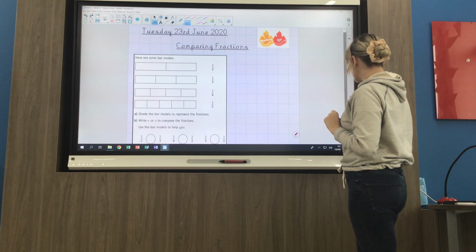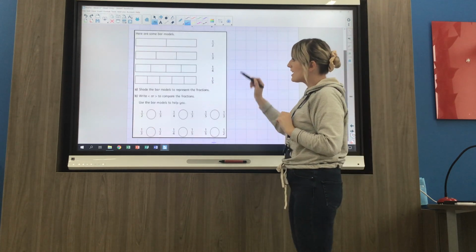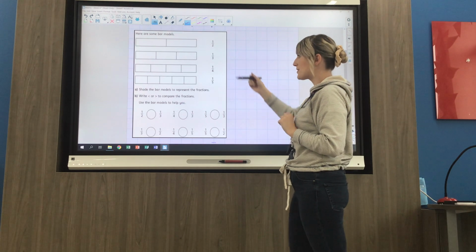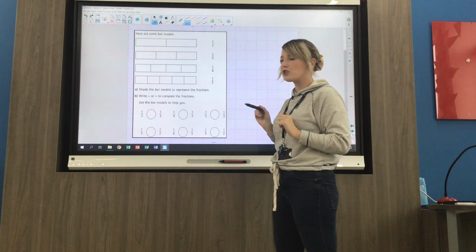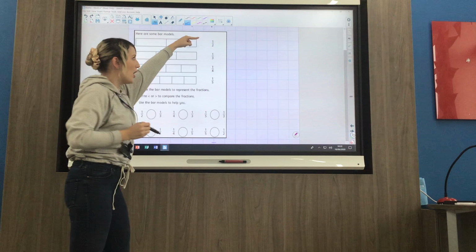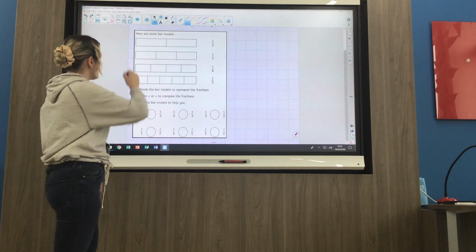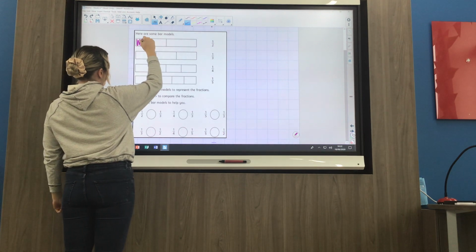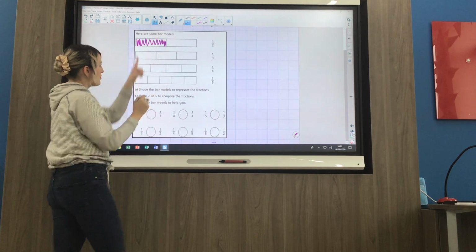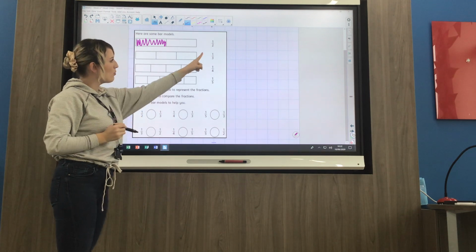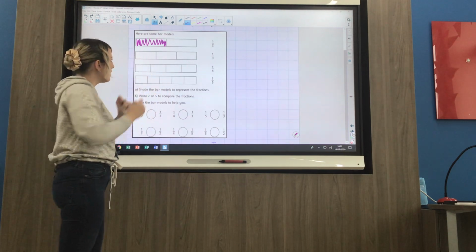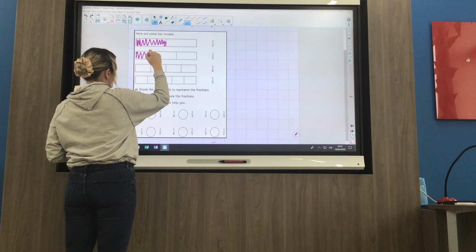Okay, some of your activities may look like this. It says here are some bar models, and for each one you've got a fraction. So the first one is a half, 1 over 2, or 1 out of 2. So I need to shade in 1 out of a possible 2. Next I've got 1/3, so I've got to shade 1 out of 3.